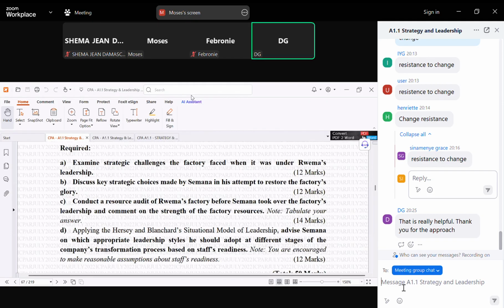Sometimes what is complicated is the verb they use. For instance, when they say to critically analyze something, what are we supposed to do?